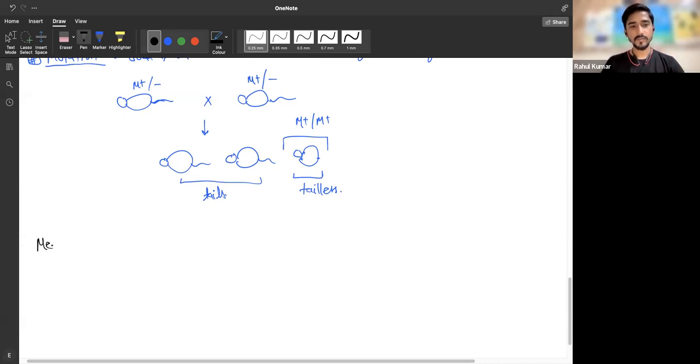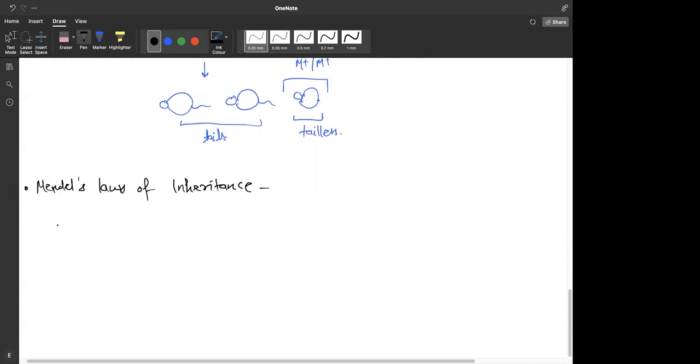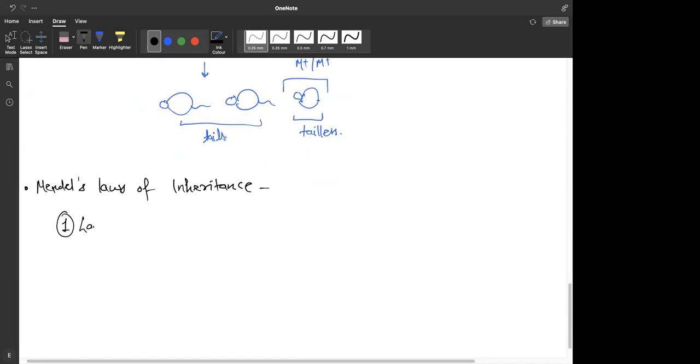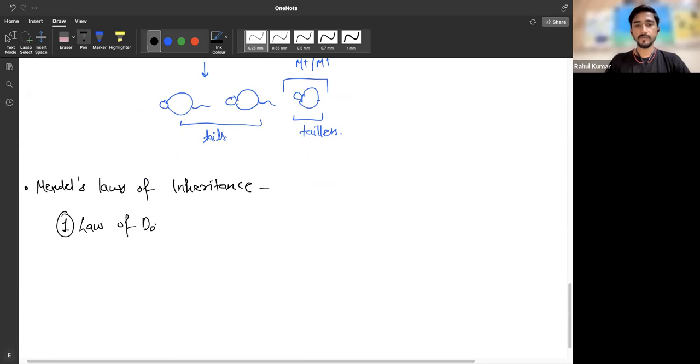Let's start with the one person who changed the course of biology forever, known as Mendel. Gregor Johann Mendel. So, Mendel's laws of inheritance. You must have heard of this in your junior classes. Mendel gave some laws in genetics, which are known as the laws of inheritance, correct? What were the laws? Let's start with the first law. Law of dominance. Yes, perfect. The first one is the law of dominance.